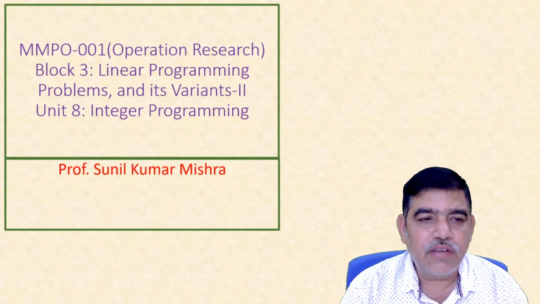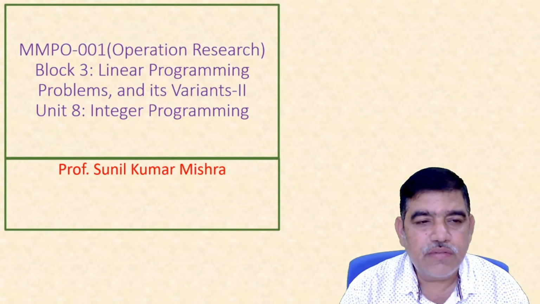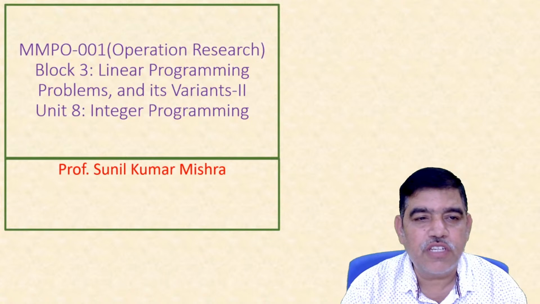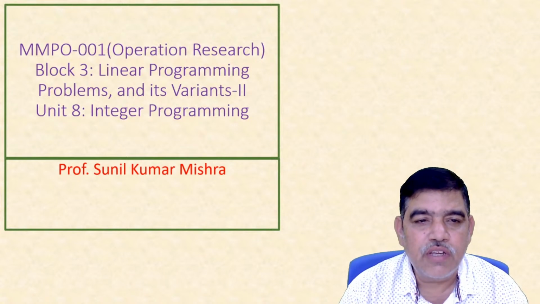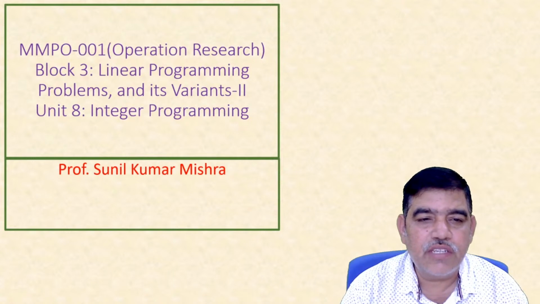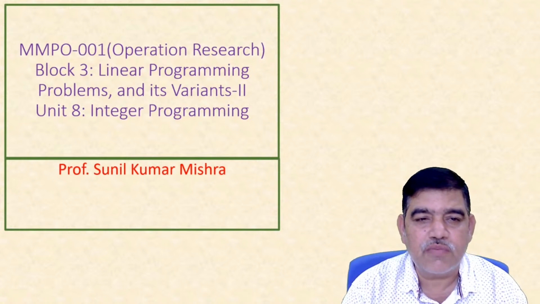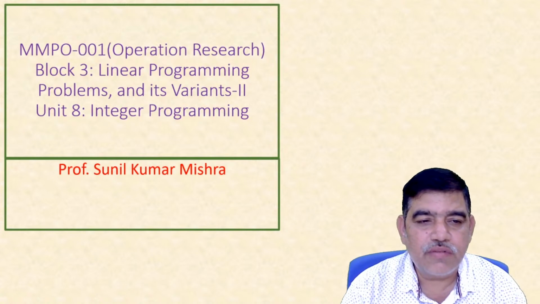That is, minimum z or maximum z equal to c1 x1 plus c2 x2 plus c3 x3 plus c4 x4, and in this way up to the nth term, that is cn xn. So c1, c2, c3, c4 are the parameters, and x1, x2, x3, x4 up to xn are the decision variables.